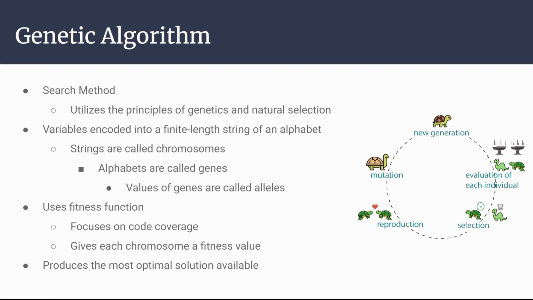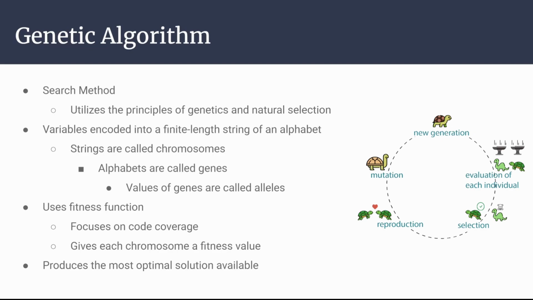Each variable is encoded into a finite length string of an alphabet, where each string is called a chromosome, the alphabet is called a gene, and the values of the said genes are called alleles. And in our case, the chromosomes are the test cases. It also uses a fitness function that will give each chromosome a fitness value, and this value is how we're going to prioritize each test case against each other.